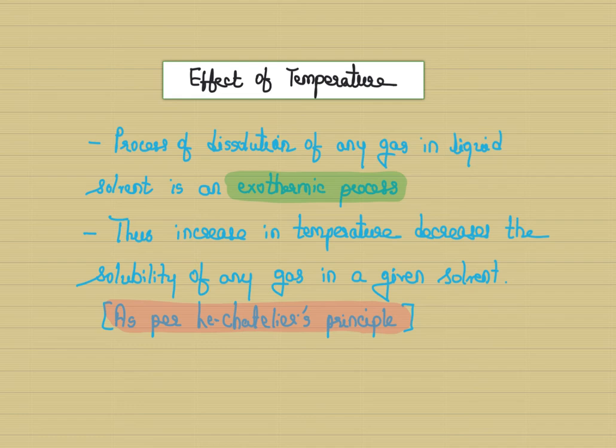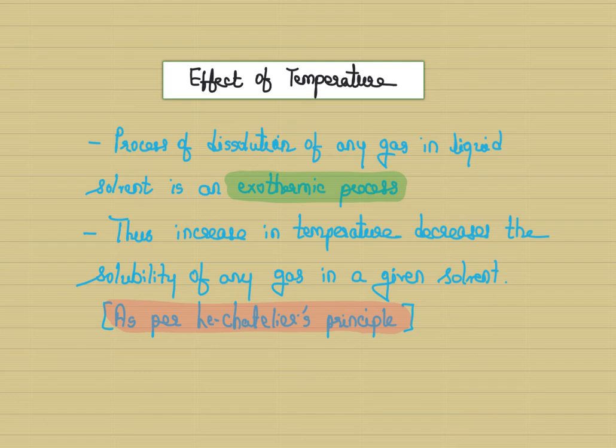If the forward process is exothermic, that is the dissolution of gas in a given liquid, that's the forward process, and the backward process is evolution of the gas from that liquid. Now, if the forward process is exothermic, the backward process would be endothermic. Increasing the temperature, in order to lower the temperature, the system would try to favor the endothermic step, which is the backward process of evolution of a gas. And so with increase in temperature, solubility of any gas in a given liquid solvent would decrease, right? So that is the second factor that we had to know.